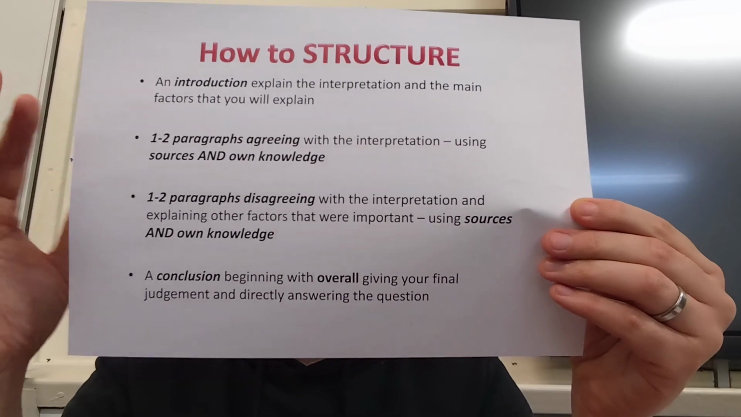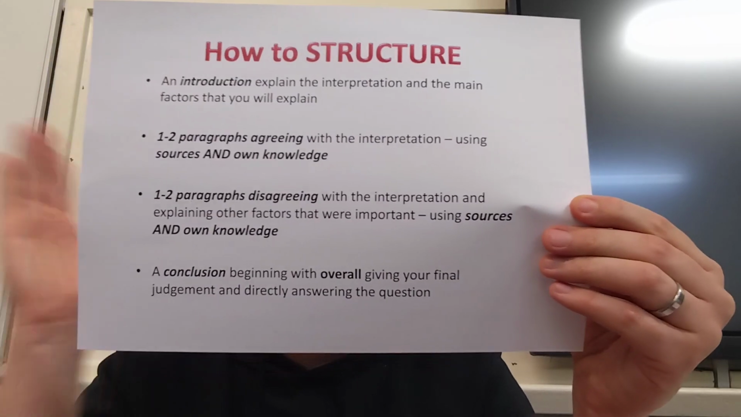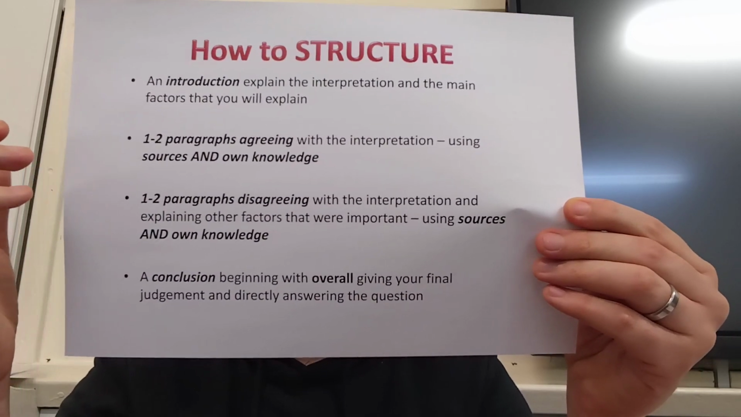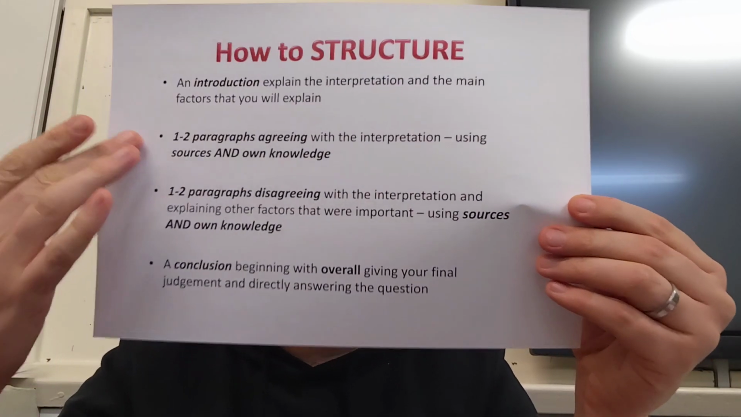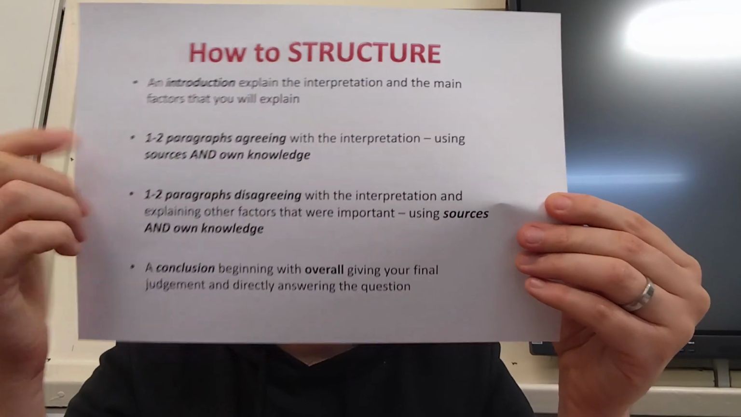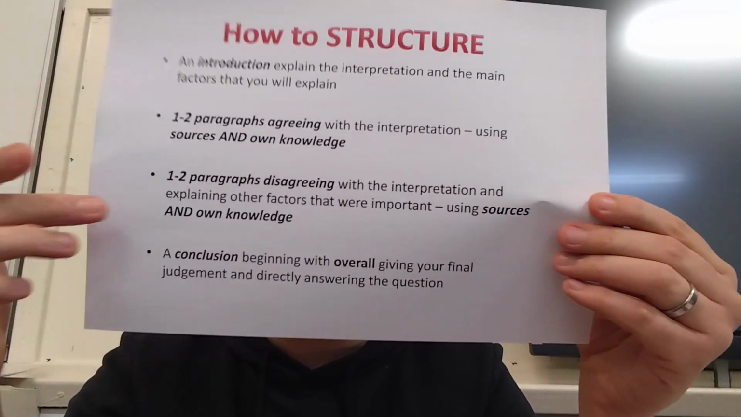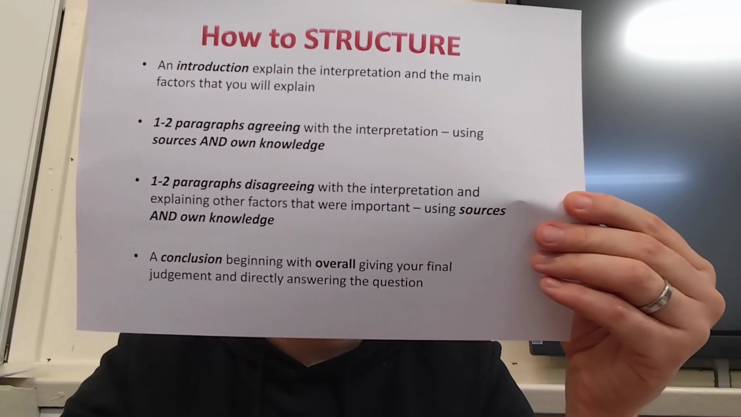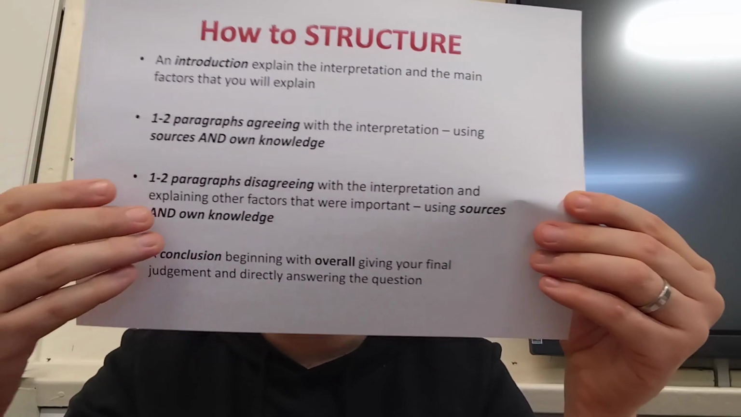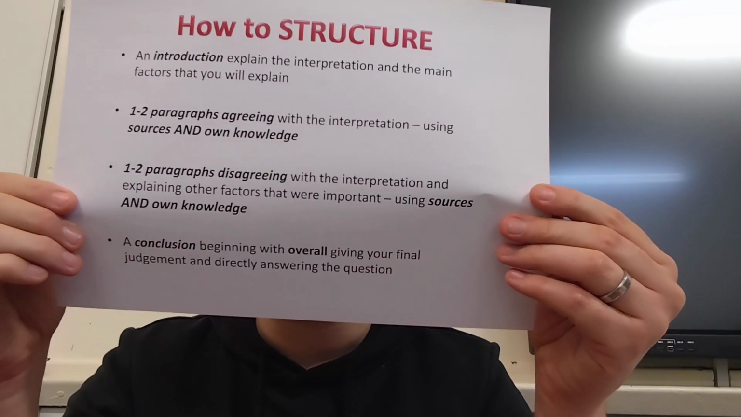Then 1 to 2 paragraphs. It's up to you. Doesn't really matter. You could do 1 big paragraph or 2 smaller paragraphs. Totally up to you. Really doesn't matter. Talking about the interpretation. So in this case, talking about the tactics of the commanders. So talking about the thing from the question. Again, using sources and own knowledge. So bringing that in. Then 1 to 2 paragraphs talking about other factors. Yeah. So again, machine gun, barbed wire, things like that, as some examples. Again, using sources and own knowledge.